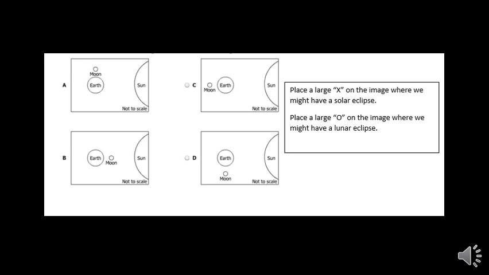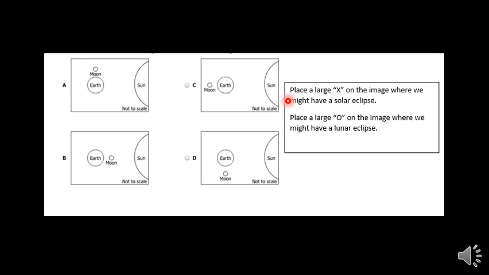Looking at these images up here tells us that we need to determine where we might have a solar eclipse and where we might have a lunar eclipse. Anytime you look at the sun, earth, and moon, just imagine where the shadows would fall. With a solar eclipse, the word solar means sun, and the eclipse means that is what is getting darkened out or blocked from view. All right. With a lunar eclipse, that means the moon would be eclipsed or getting darkened out or blocked from view.